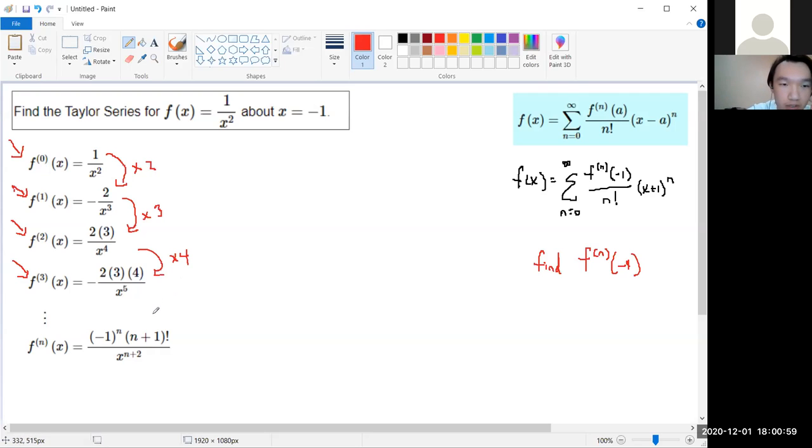So what's happening is eventually the numerator is going to be 1 times 2 times 3 times 4 times 5 and so on. That's what's happening to the numerator. So that's why we have this n plus 1 factorial over here. Because notice how when n is 3, you get 4 times 3 times 2 times 1, right? And when n is 2, you're going to get 3 times 2 times 1. So the pattern is n plus 1 factorial for the numerator.